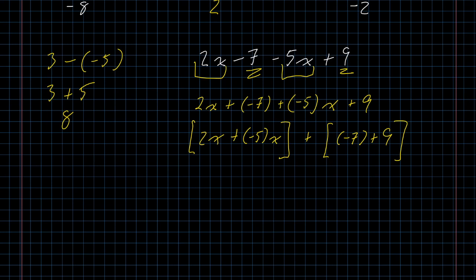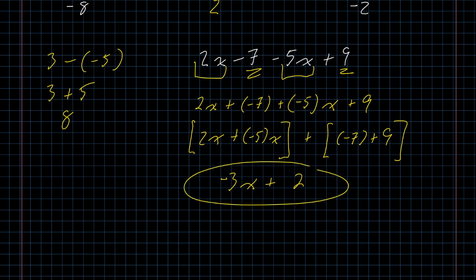But here, piece by piece, 2x plus -5x. Well, 2 and -5 have different signs, so we subtract them. 5 minus 2 is 3. The bigger one is 5. 5 is negative, so this comes out as -3x. And then my constants, -7 plus 9. Different signs, so we subtract them. 9 minus 7 is 2. And the bigger one is positive, so it stays like that.